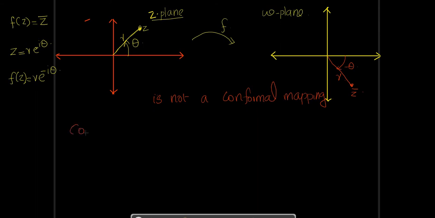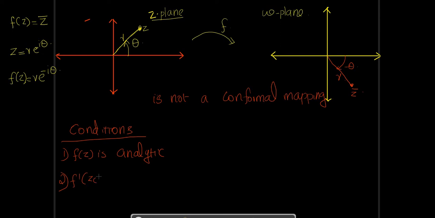The conditions for the conformal mapping are: first, f of z is analytic. And the second one is f dash z naught not equal to 0 for any z naught in omega, which is the domain. Then we say that the map is a conformal mapping.